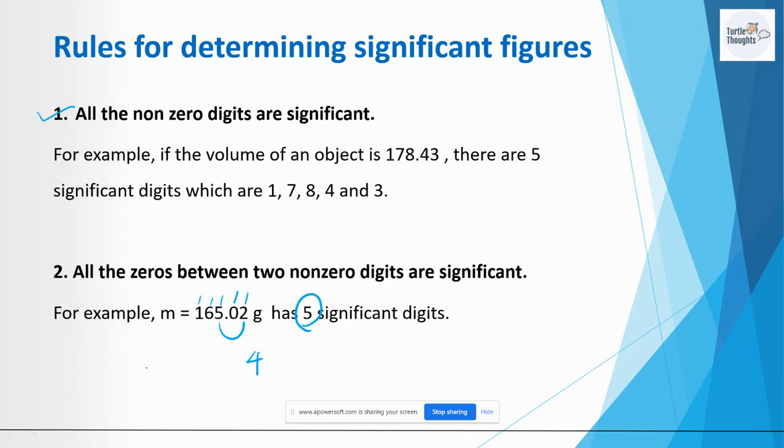So we have basically four rules for determining significant figures. Okay, first, what does it say? All non-zero digits are significant.